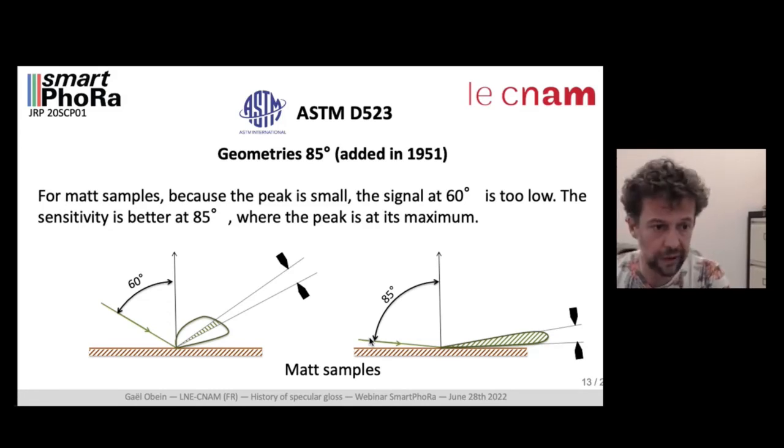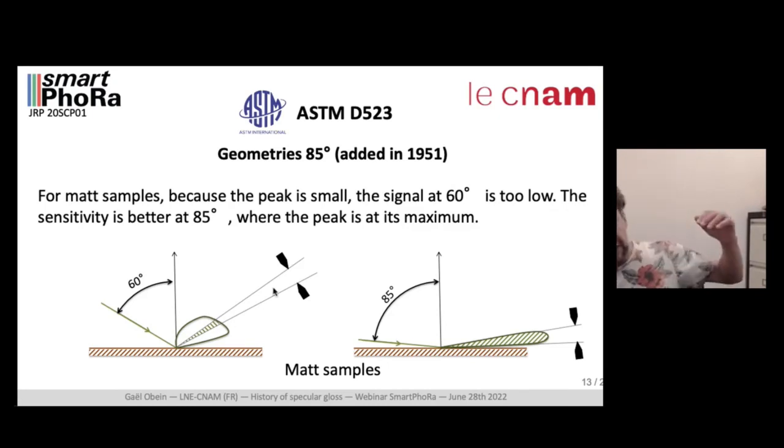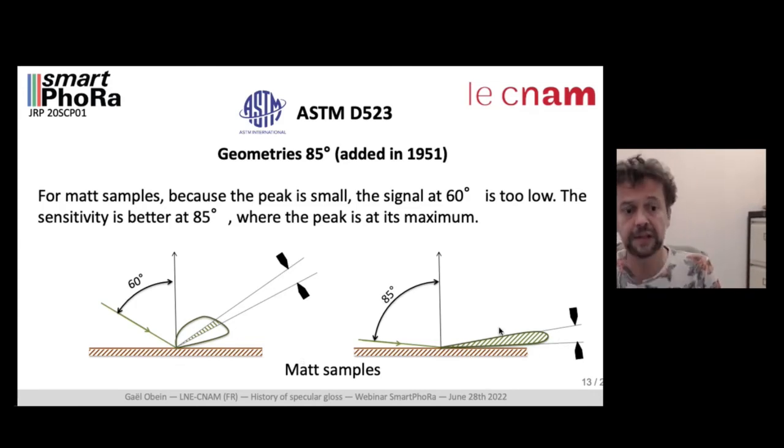And then we had the revision of this ASTM D523 that comes several years later, where they added other geometries. We are quite late, so I will not spend too much time on this. It's just that if you have a matte sample at 60 degrees, you have very low flux.